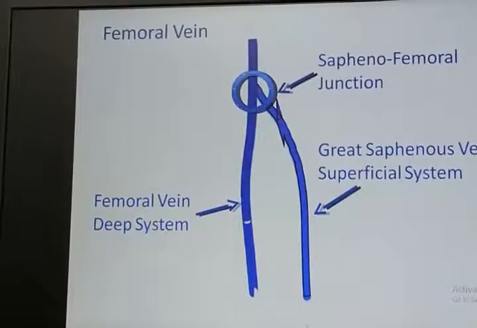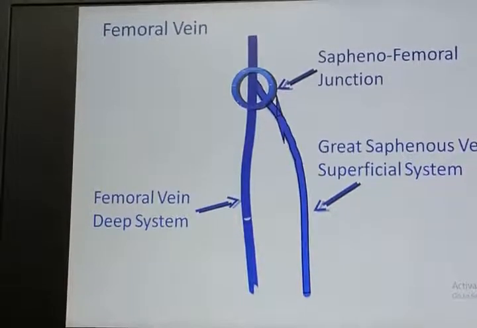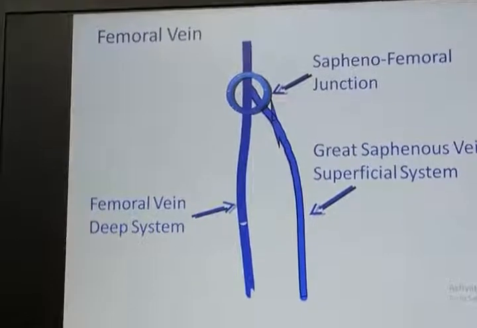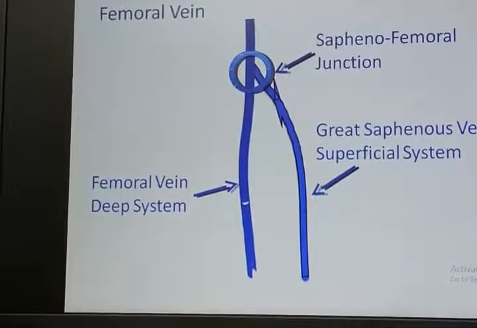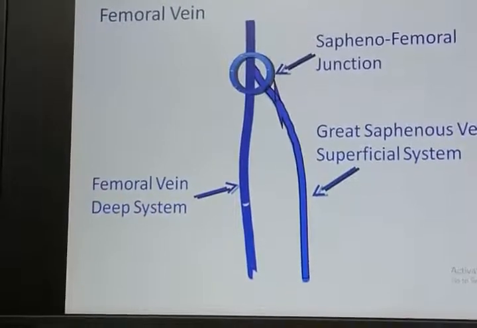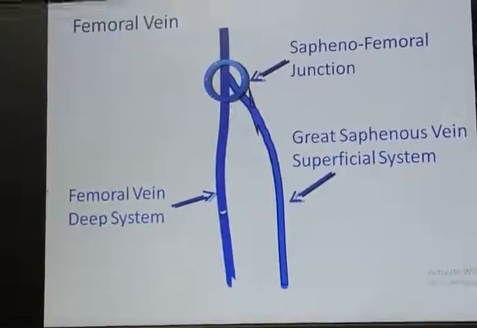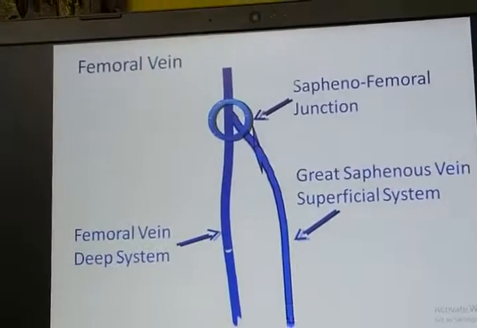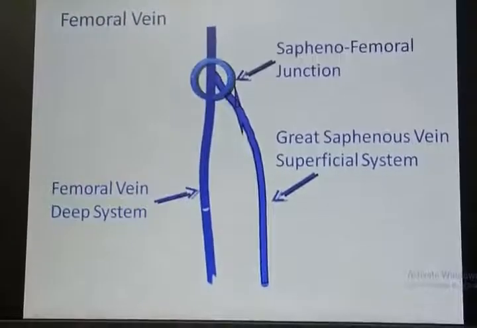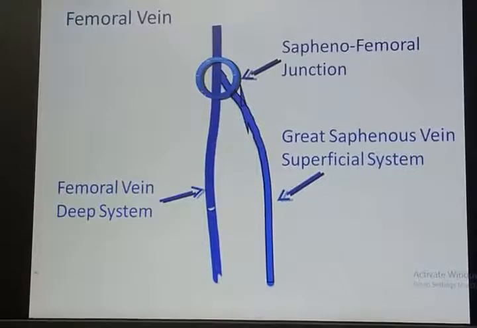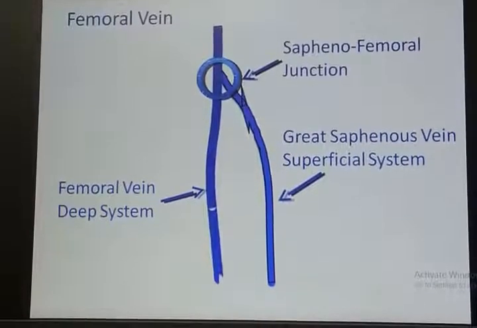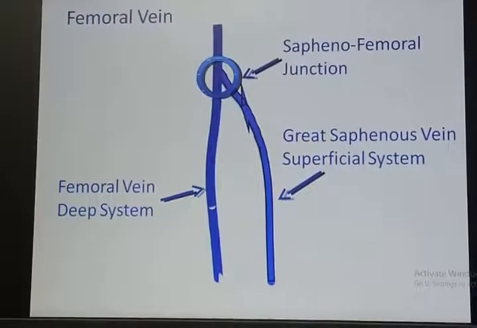Now coming to the femoral vein. The femoral vein, from the adductor canal, enters the femoral triangle through its apex, and within the femoral triangle the femoral vein receives two important tributaries, the profunda femoris vein and the great saphenous vein.